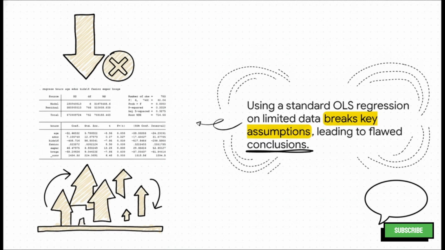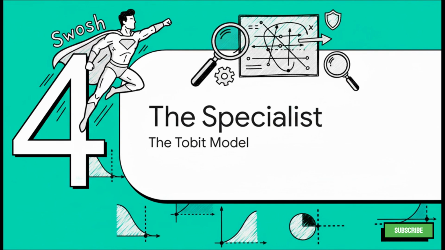But when you have a giant pile of data points stuck at 0, that assumption gets completely shattered. The model just wasn't built for this. But don't despair. There is a hero in our story. When you have a really specific problem like this, you need a specialized tool. And for us, that tool is the Tobit model.